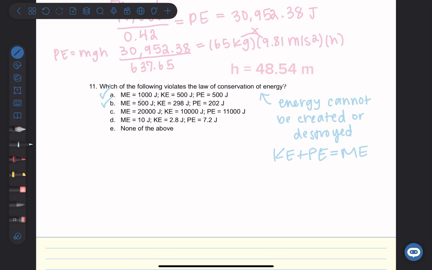The mechanical energy is 20,000. The kinetic is 10,000, and potential is 11,000. When you add that up, you get 21,000. So that means that this doesn't follow the law. We can keep looking though. Mechanical is 10, kinetic is 2.8, and potential is 7.2. They both add up to 10. That's good. And we already found an option, so it can't be that either. Answer C.